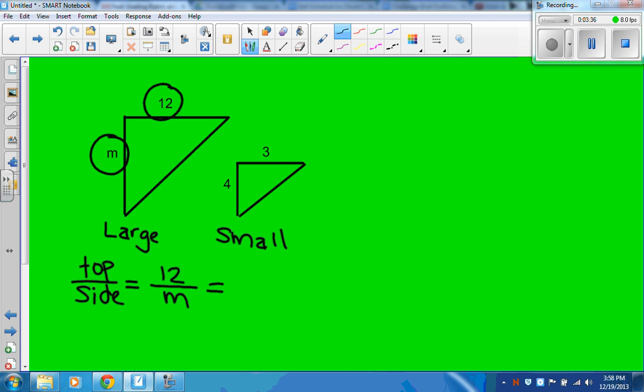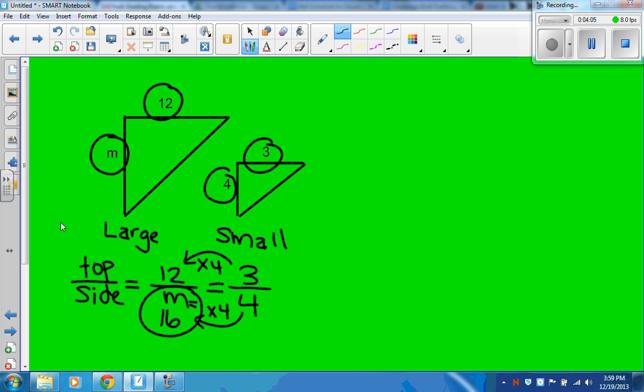So we have to put that equal sign and do another ratio for our small triangle. Okay, so our top is 3 and our side is 4. So we have 3/4. So now we have to look and see, well, can we do scale factor with these? Can we go from 3 to 12? Well, we can. We multiply by 4. So if we do it on the top, that means we have to do it on the bottom. So 4 times 4 gives me 16. So m equals 16.